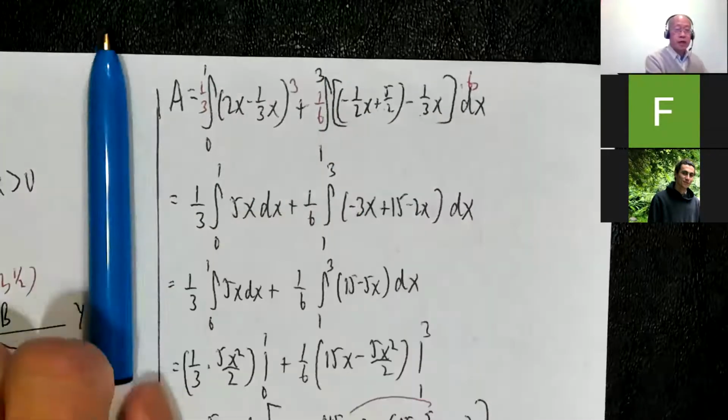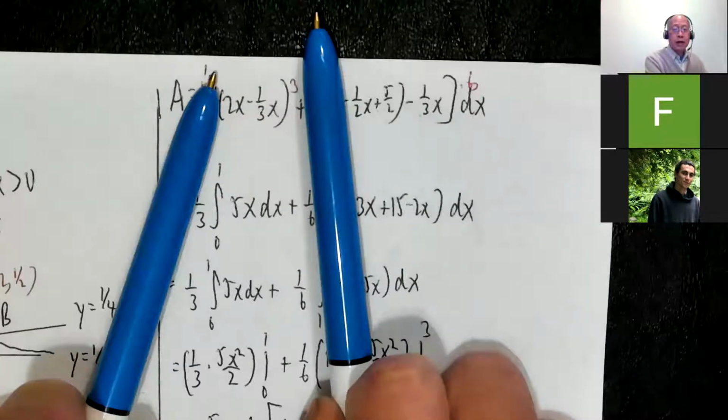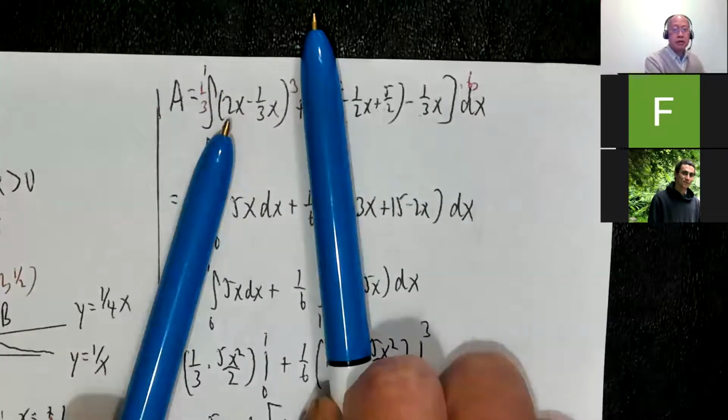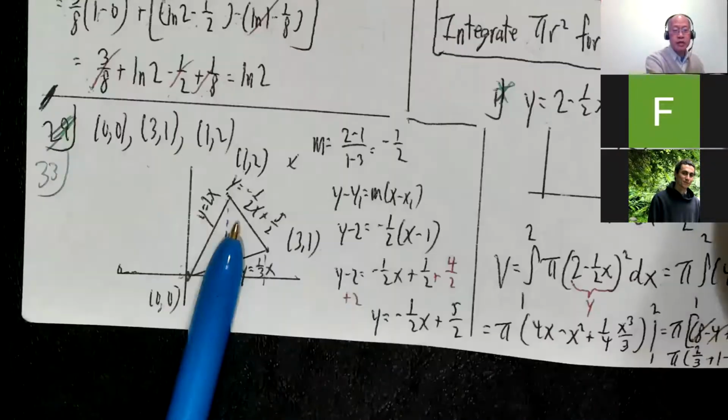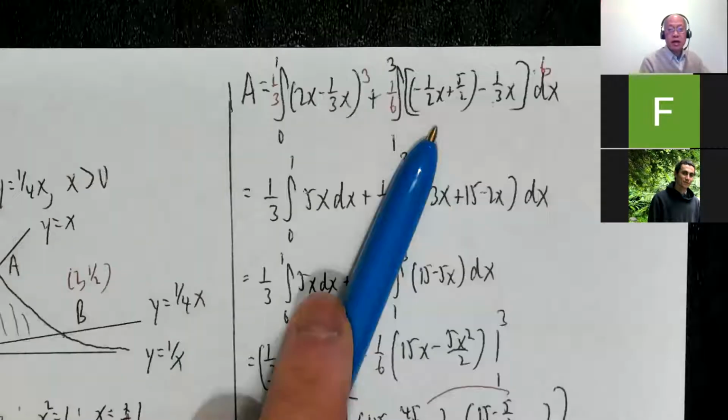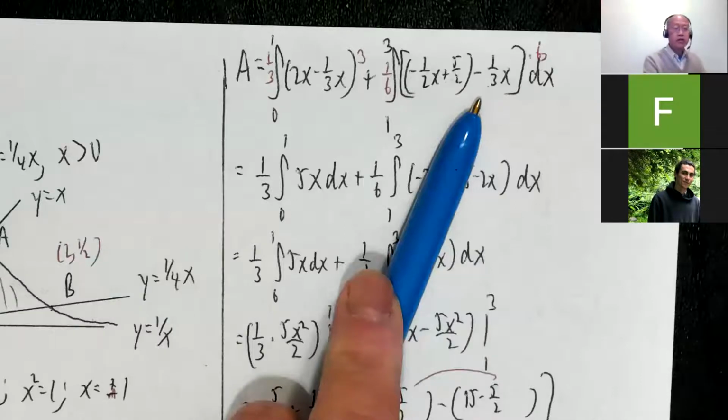Okay. So one more time, from 0 to 1, upper is 2x. The bottom is still 1/3 x. Then the upper function from 1 to 3 switches to being this thing, negative a half x plus 5/2 minus 1/3 x. Okay, so I have these two integrals.